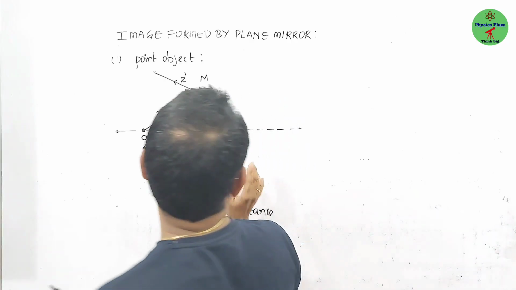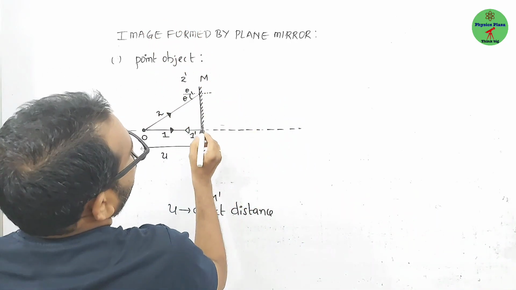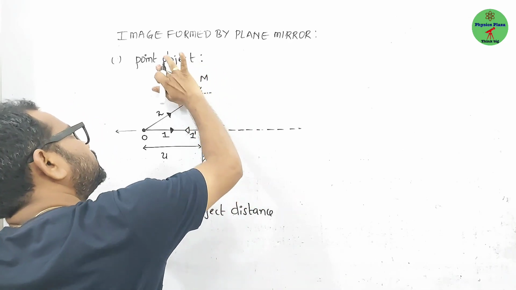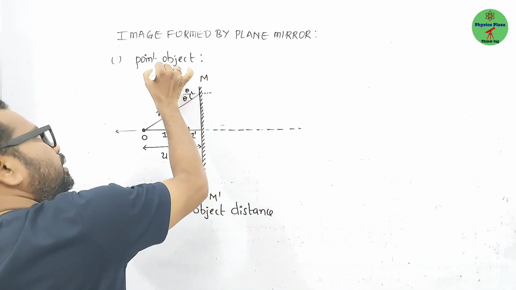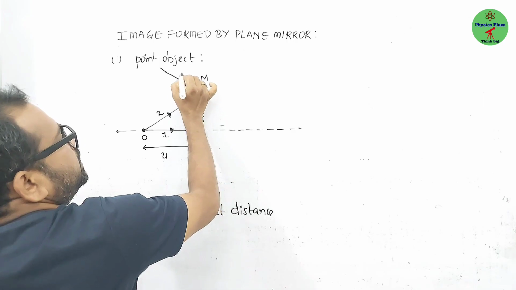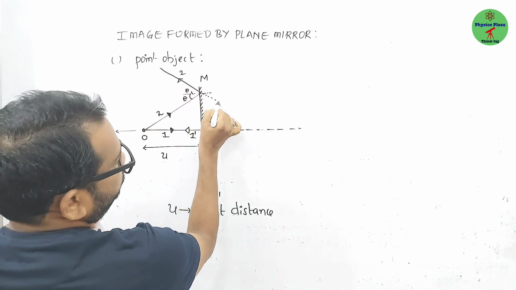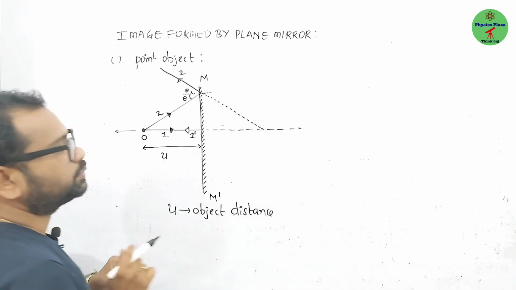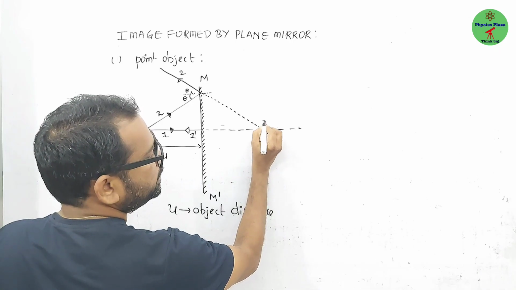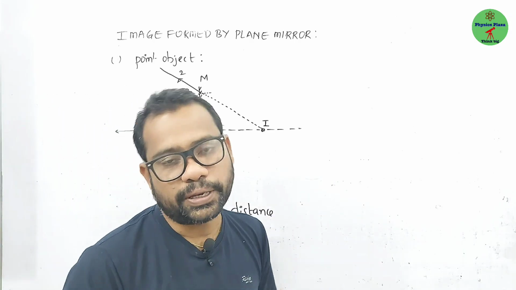Dear children, whenever light rays are not meeting, we have to extend them back. Let me draw this properly. Now, let us extend this back. That's it. Now the point where the light rays appear to meet is the image position. Try to understand why we produced back: because the light rays are not meeting.